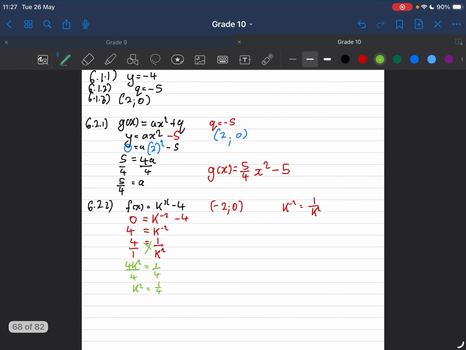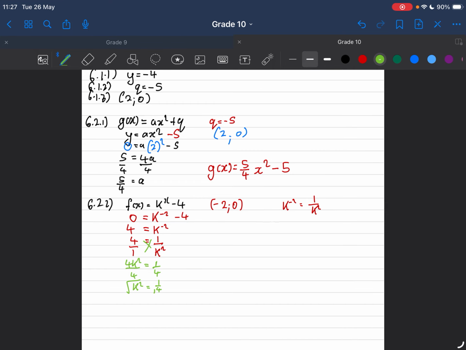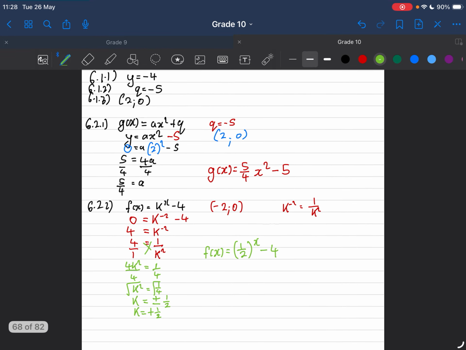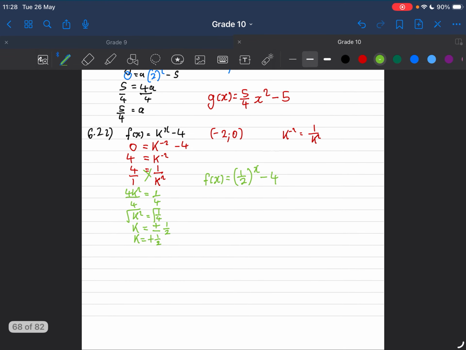All right, now you need to find k, not k squared, so you square root both sides, and k is equal to a positive or negative half. But if you remember from my video on exponential graphs, the value of this base is always going to be positive, so k is going to equal a positive half. So f of x is equal to 1 over 2 to the power x minus 4. All right, and that's my equation.